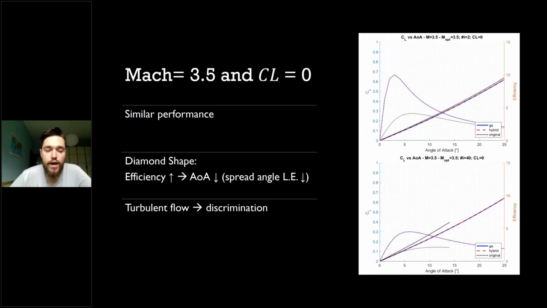Showing a 3.5 Mach number and 0 lift coefficient optimization result, the diamond-shaped airfoil presents a higher efficiency and a broader angle of attack range than the double circular arc airfoil. In particular, the peak is achieved for a lower angle of attack. On the other hand, the double circular arc airfoil has a wider distribution of maximum efficiency. Anyway, the greatest difference is due to turbulent flow and the consequent boundary layer stability.